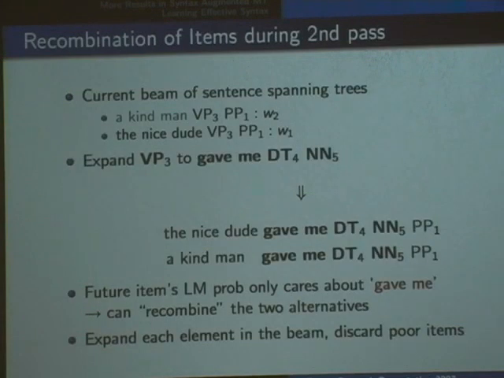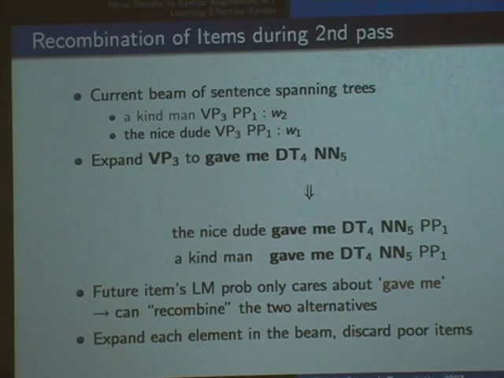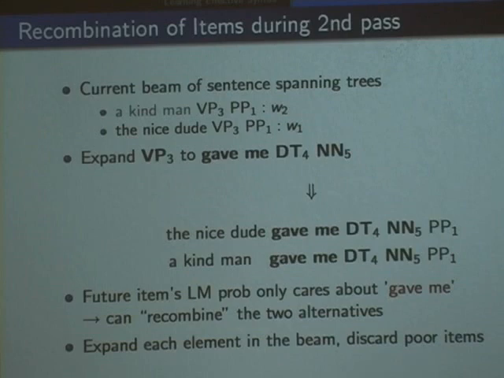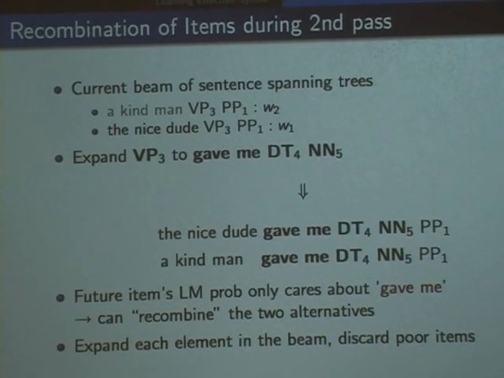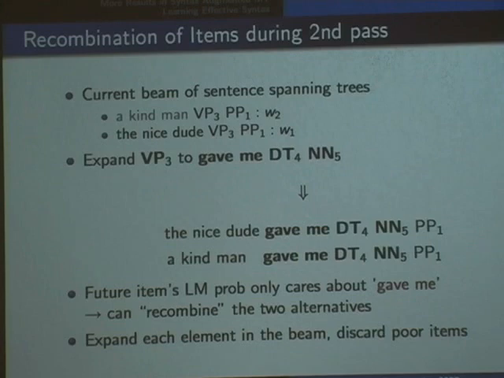Now when we do this second pass, we actually find some interesting things. If we expanded VP3 to gave me, that's one of the alternatives in there, we actually now produce the nice dude gave me and some non-terminals, and a kind man gave me and some non-terminals. Just like in phrase-based decoding, we can actually recombine these two hypotheses, because at this point, we know the right context of this hypothesis is only gave me. And if one's better than the other, we can throw the worst one away because we know that it can't suddenly have a great language model probability. And so we can do language model recombination through this process as well.